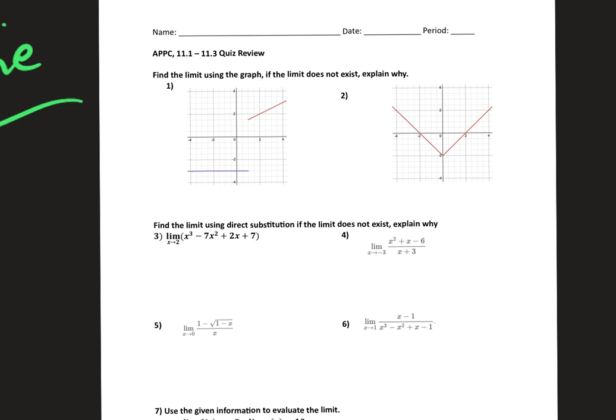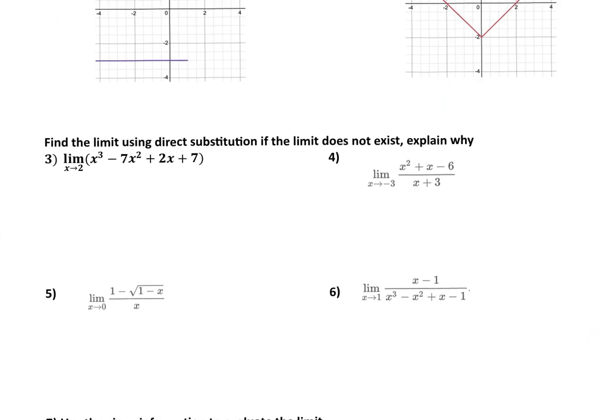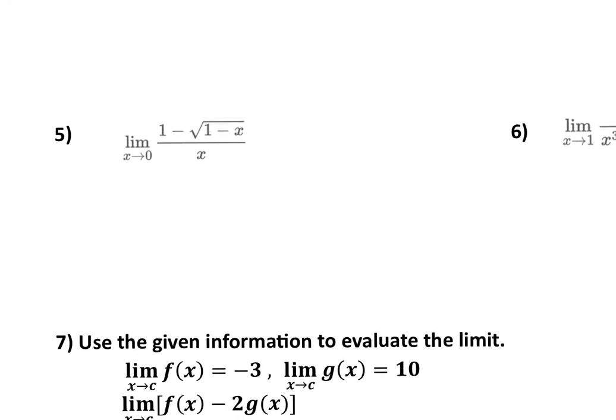So in something like number 3, you could literally just plug 2 in there. But in something like number 4, if I plug in that -3, I'm going to get 0 in the denominator, and then I can't use that method. I'd have to factor and solve it. Same with 6, you're going to have to factor. And then something like 5, you have to multiply by the conjugate. So I'd multiply by 1 plus the square root of 1 minus x over x.